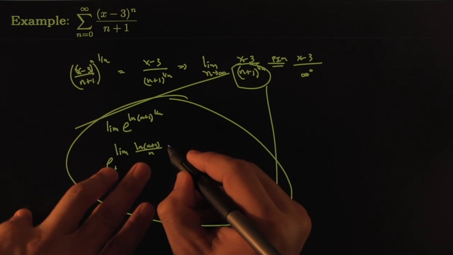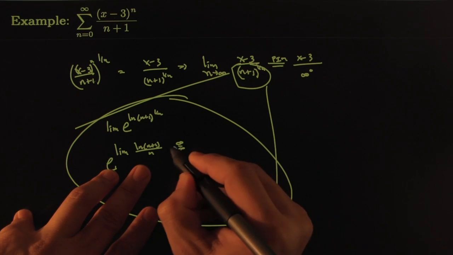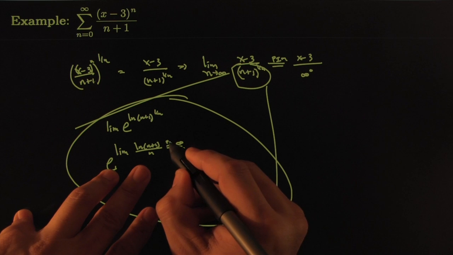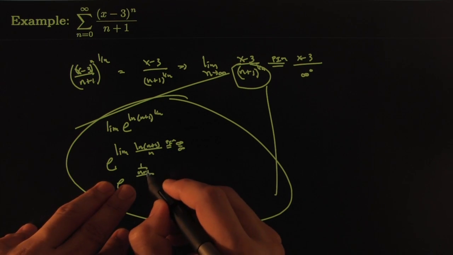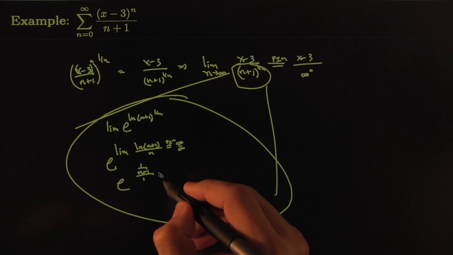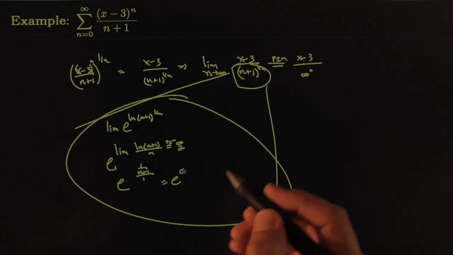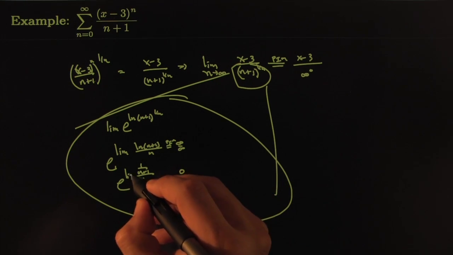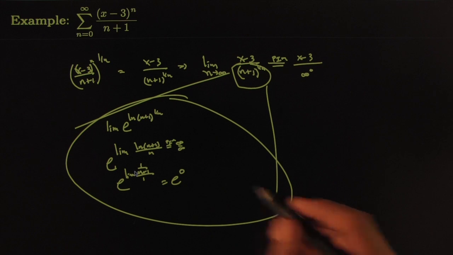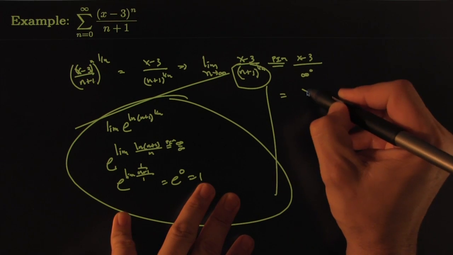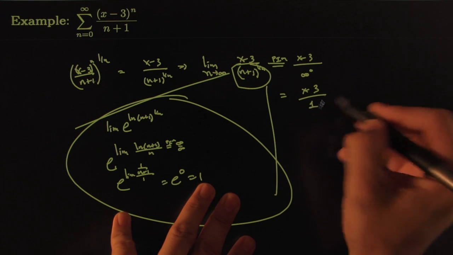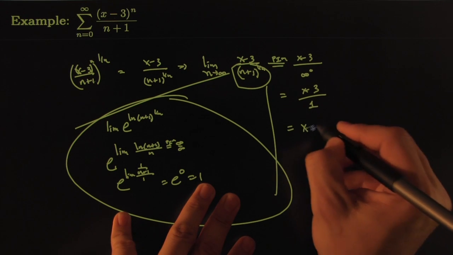Now here you try the plug-in method. That gives you infinity over infinity. That's perfect because then you can use L'Hopital, so it becomes e to the (1/(n + 1))/1. So this becomes 0, so it becomes e to the 0, which is equal to 1. So that becomes (x - 3)/1. So that limit becomes x - 3.